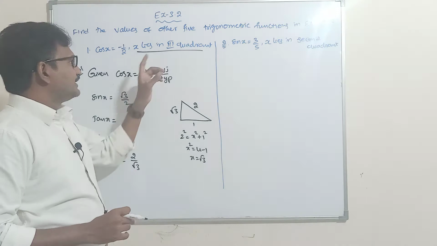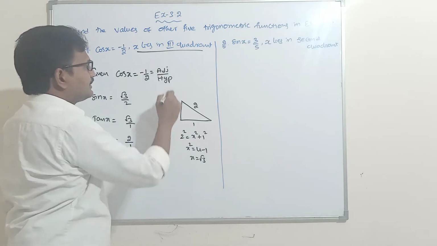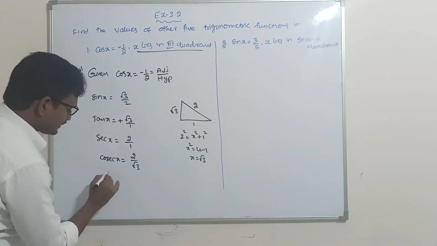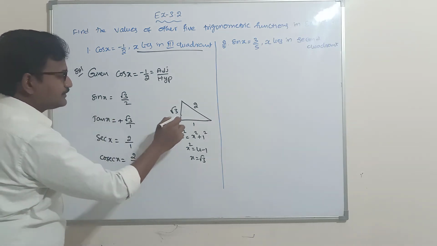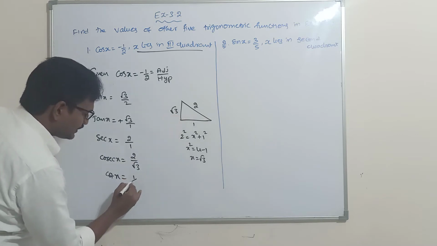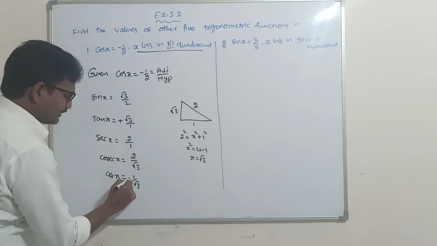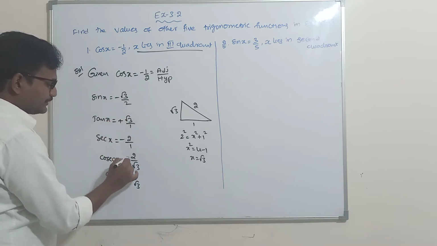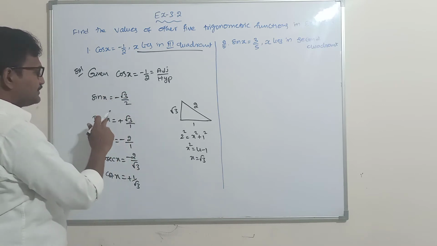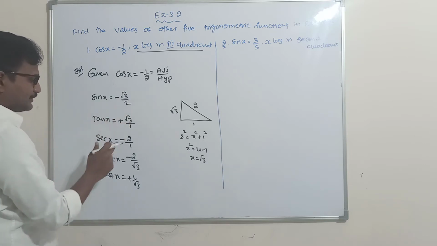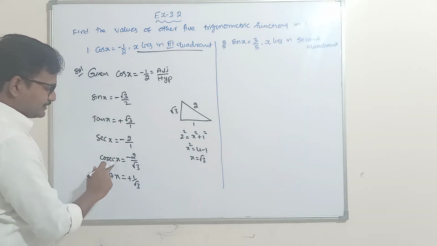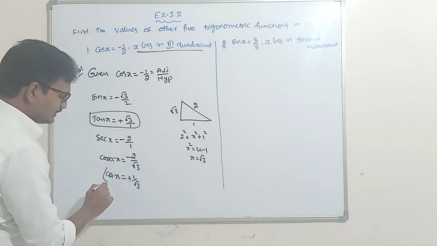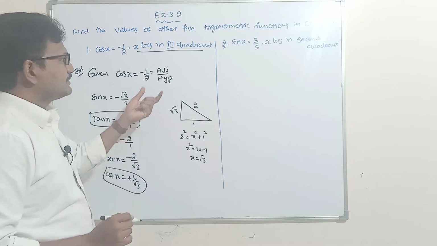According to the All Silver Tea Cups concept, in the third quadrant tan and cot x, I forgot to write, cot x is equal to 1 by root 3. So tan and cot are positive, remaining all trigonometric functions are negative. So that's why cos x is negative, sin x is negative, secant x is negative and cosecant x is negative. Only tan x is positive and cot x is positive in the third quadrant.